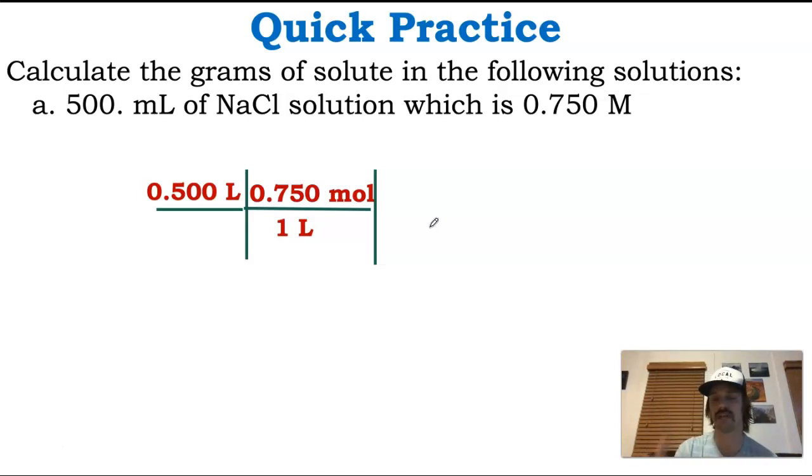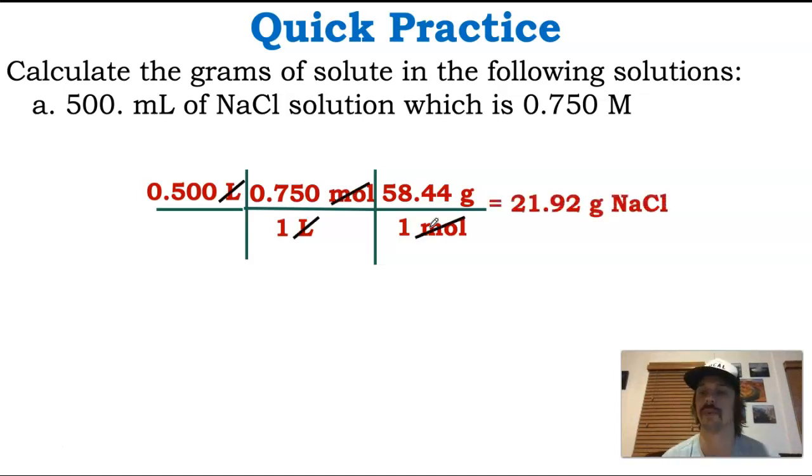Next, I have one more step, going to grams. Going to grams of sodium chloride, I need the molar mass, which is going to go on top to take me from moles to grams. So in this case, I multiply 0.5 times 0.75, multiply that by 58.44, and I end up with 21.92 grams of sodium chloride. So if I mix 21.92 grams of sodium chloride with 500 milliliters of water, that solution is going to be 0.75 molarity.